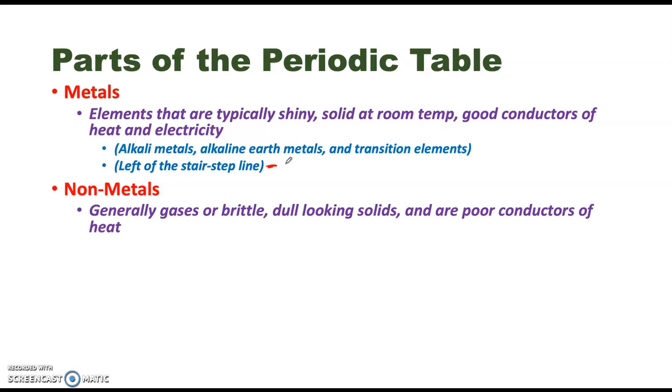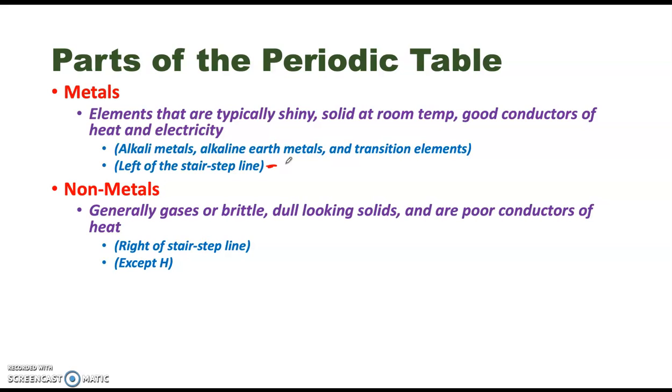The nonmetals, these are generally gases, or if they are solids, they tend to be brittle and dull looking. So think graphite. If you look at your pencil right now, the pencil lead is actually made out of carbon, which is graphite. So it's just a dull looking solid, and it's brittle, it snaps. They are poor conductors of heat and electricity, typically. They are to the right of the stair step line.